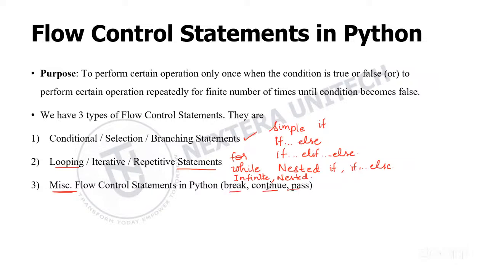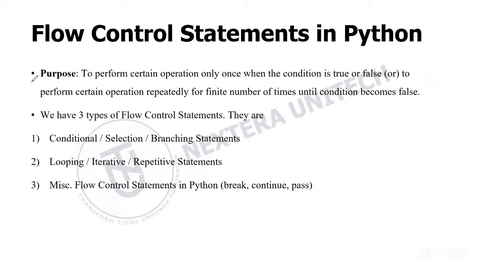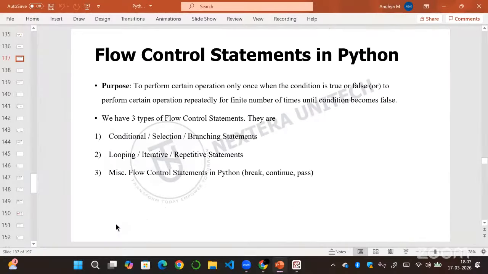So there were a few examples remaining from yesterday's class, that is the nested loops. We're going to complete that first, and then let's cover the miscellaneous flow control statements along with the code.